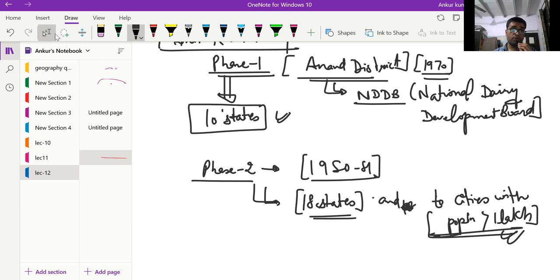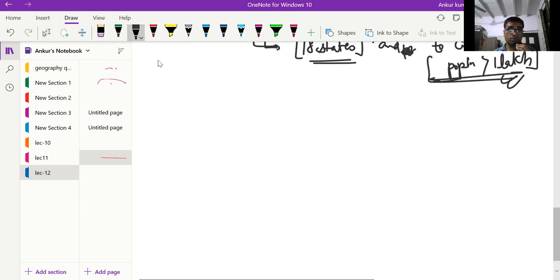Now moving on to the third phase of the white revolution, phase number 3.